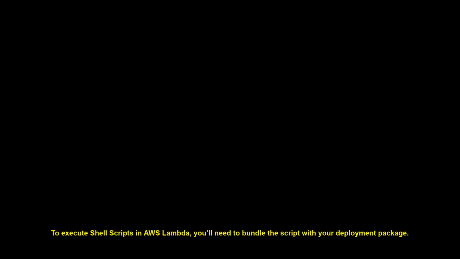To execute shell scripts in AWS Lambda, you'll need to bundle the script with your deployment package. Create a directory on your local machine for the Lambda function. Inside this directory, place your shell script file. Make sure to give executable permissions to your shell script.